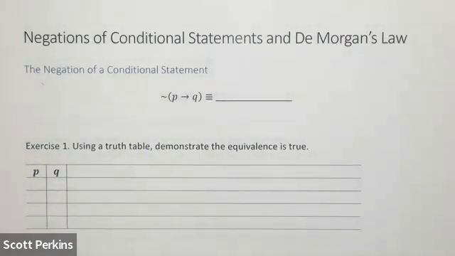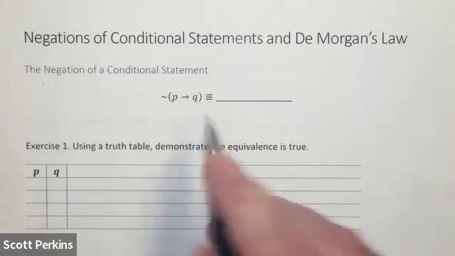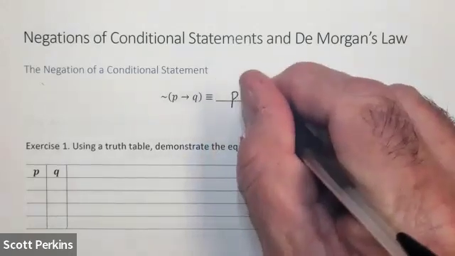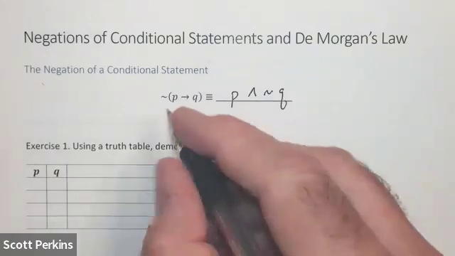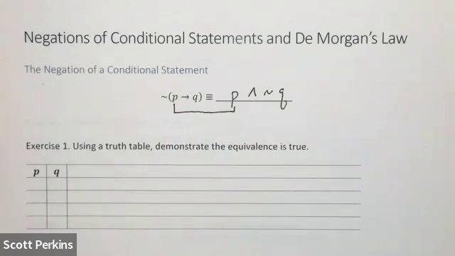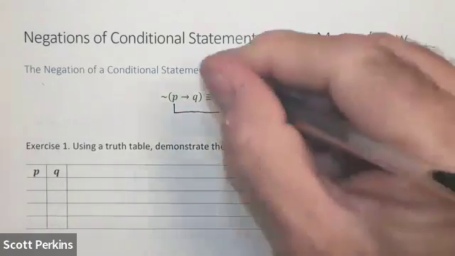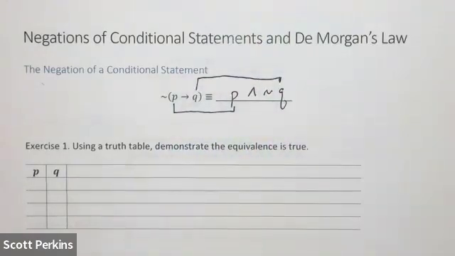And so what we know to be true, and you're going to show me this in a second, is that when you negate a conditional statement, that is equivalent, remember, the equal sign with the 3 bars means logically equivalent, to P and squiggly Q. So what that means is you take the condition and you leave the condition alone. You never touch that. And then you negate the consequence, make it the opposite, and you join them together with an and.